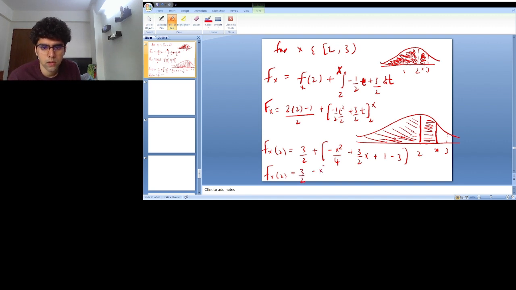By 2 minus x square by 4 plus 3 by 2x minus 2. So this gives me 3 by 2x minus x square by 4, and 3 by 2 minus 2 gives me minus half. Yeah, minus half. So finally I'll be getting, just multiplying this, 6x minus x square minus 2 by 4.